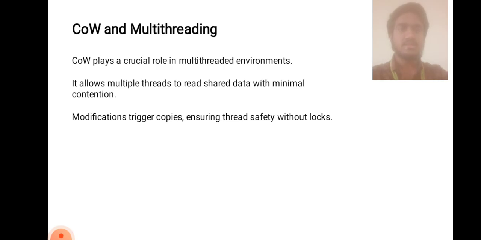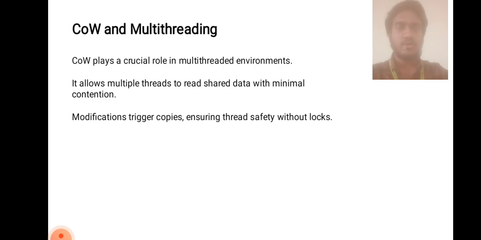Copy on write's crucial role in multi-threaded environments is that one thread does not depend on another thread. The threads can do their work concurrently. If one thread is working, then another thread can also work.